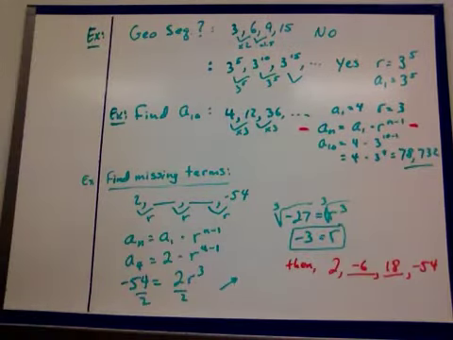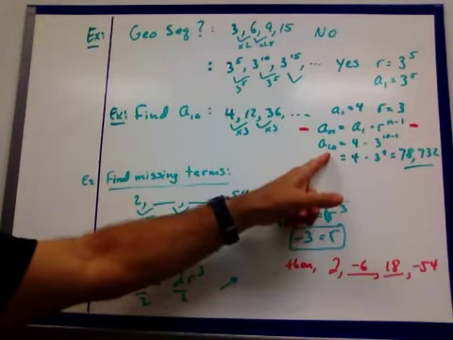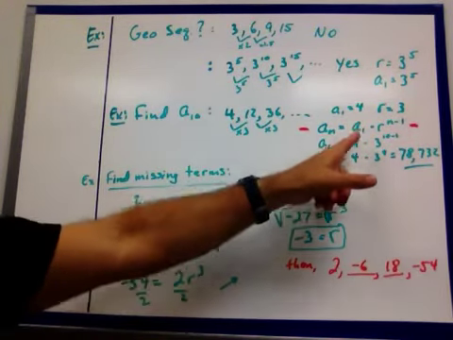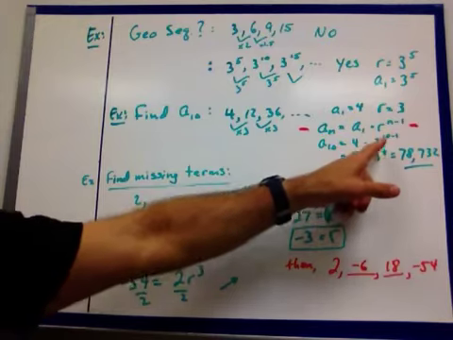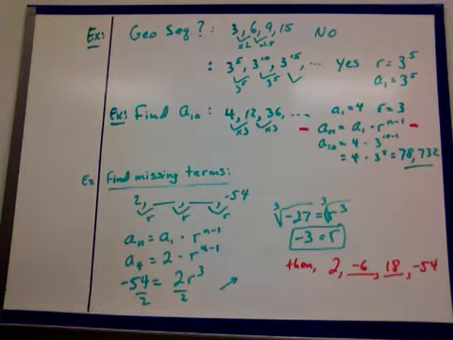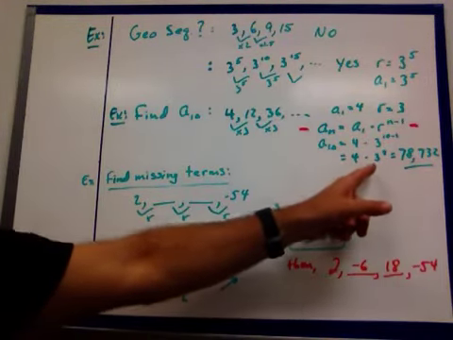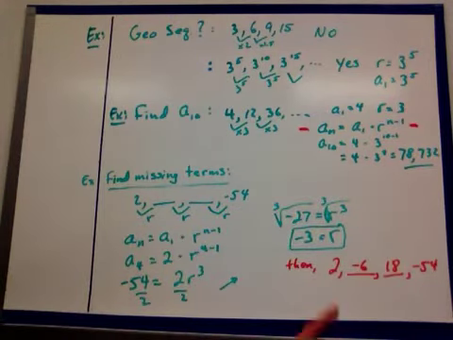So let's plug in what we know. We want to know the 10th term, so I'm calling n 10. The first term is 4, R is 3, n minus 1 will be 10 minus 1. So we get 4 times 3 to the 9th. Multiply all that out in your calculator, 78,732.